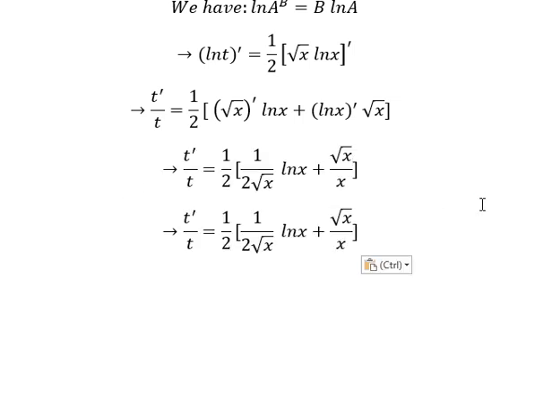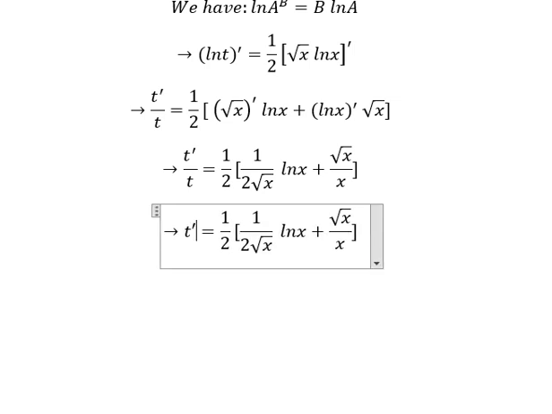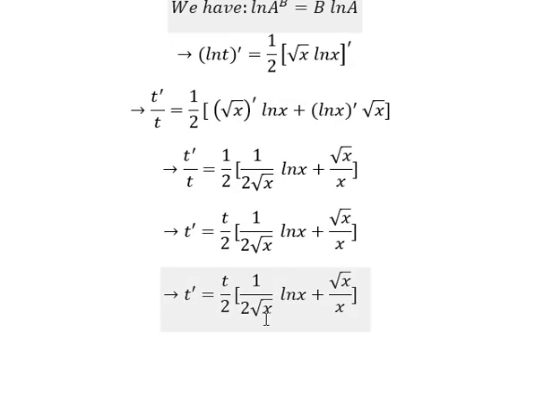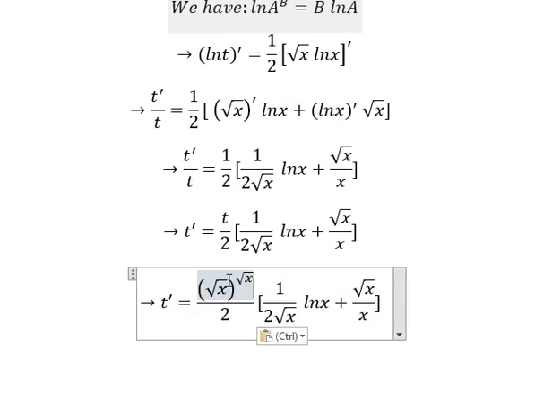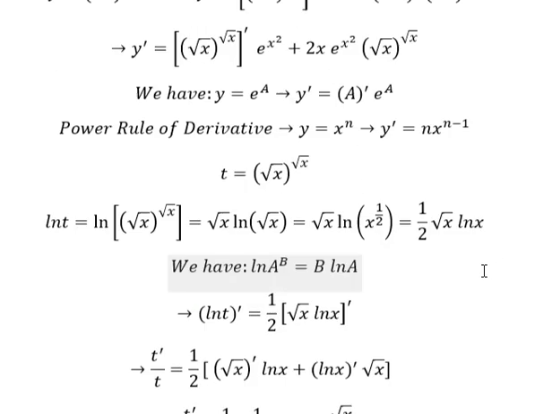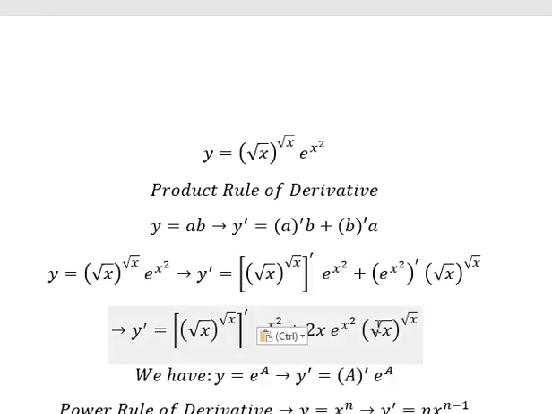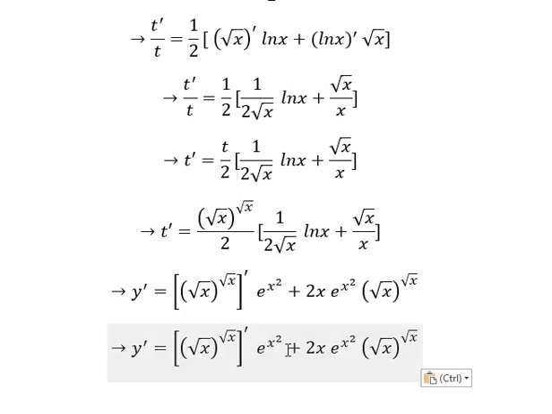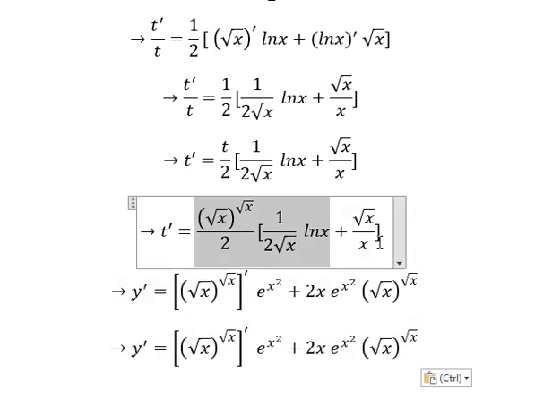And later that, we multiply both sides by t. And t, that is about this one. So I will put this one gone here. And now we need to return back to this one. So this one, that is about this one.